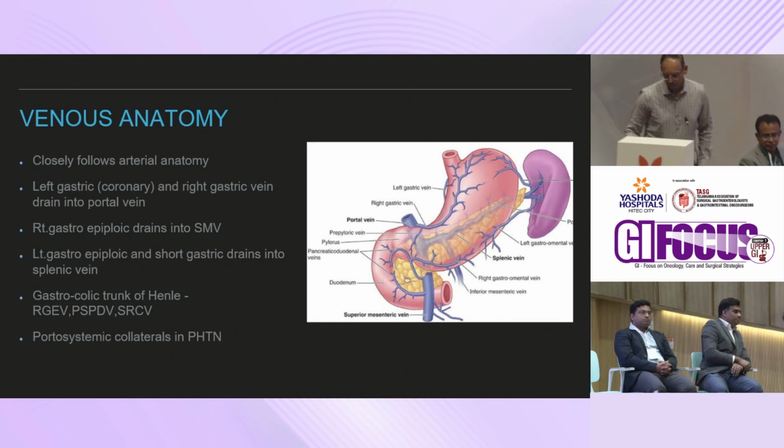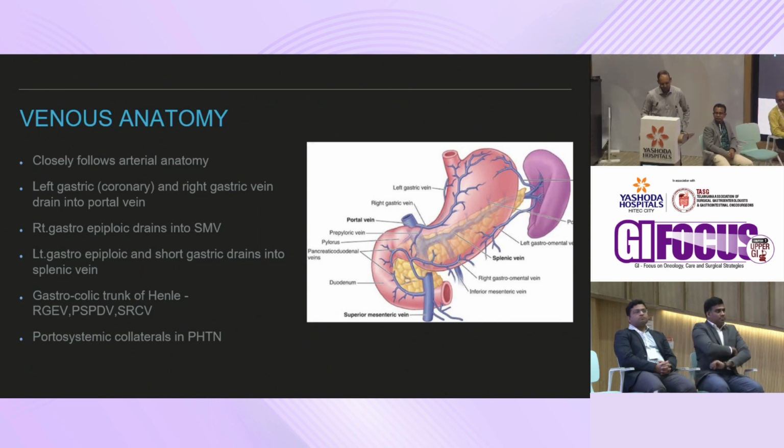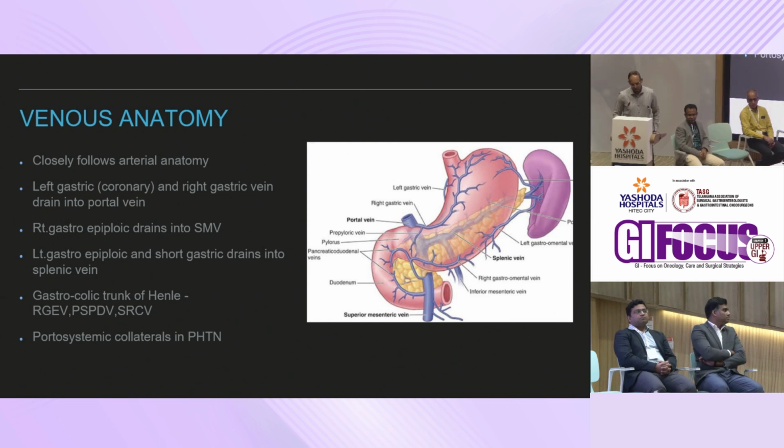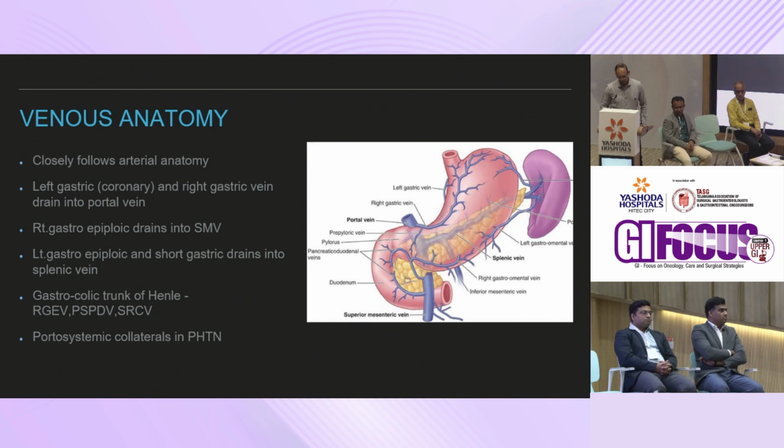There are some specific details that we need to keep in mind in the venous anatomy, especially the left gastric or the coronary vein, which drains the lesser curvature. It is of particular importance, especially because it is the site of the portosystemic collaterals in case of portal hypertension. And also the right gastric vein, both drain into the portal vein.